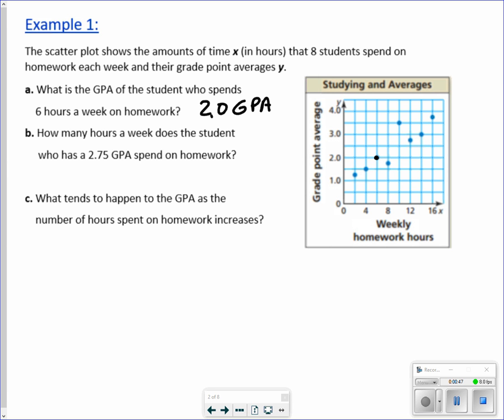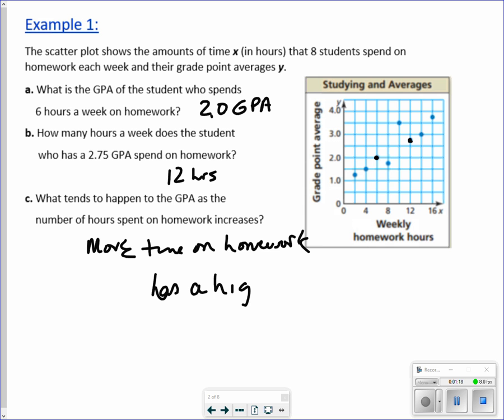And then how many hours a week does the student who has a 2.75 spend? So I find 2.75 and I look over, and that's 12 hours a week. So what do we determine based on this little scatter plot? The more time you spend on homework, the higher your GPA is. So more time on homework results in a higher GPA. So just taking information from a scatter plot is the first section we have here.